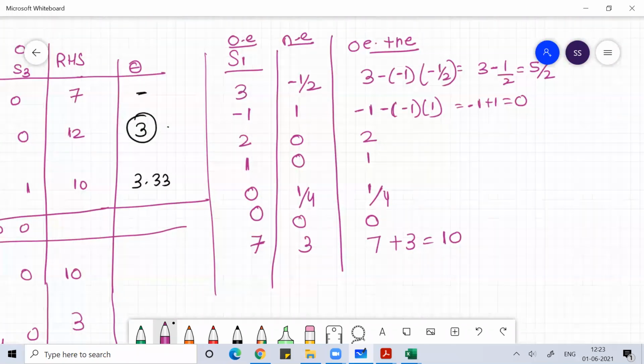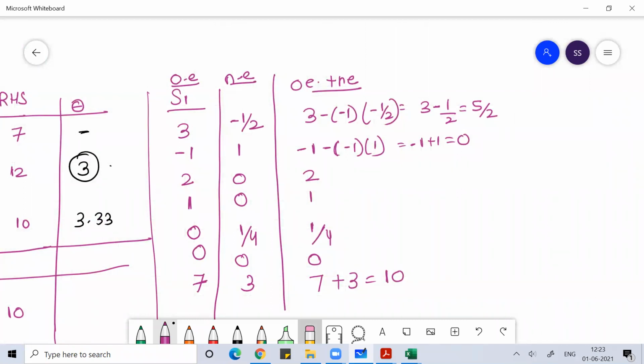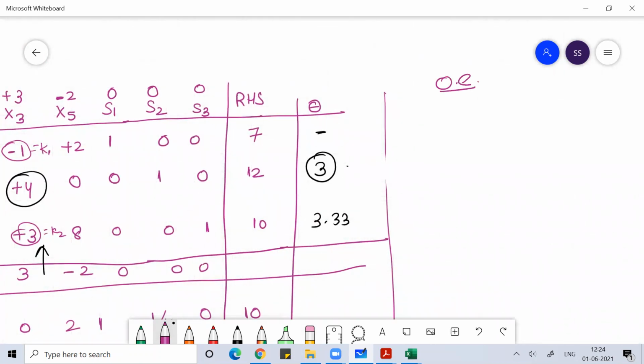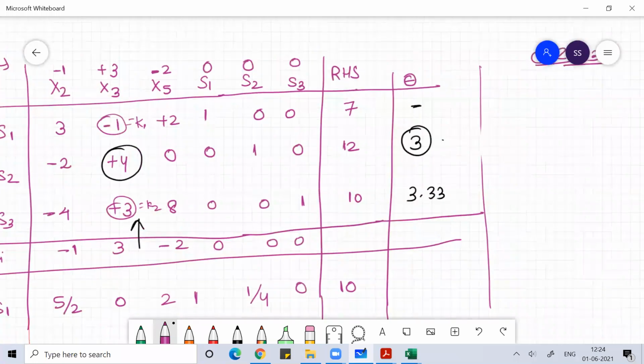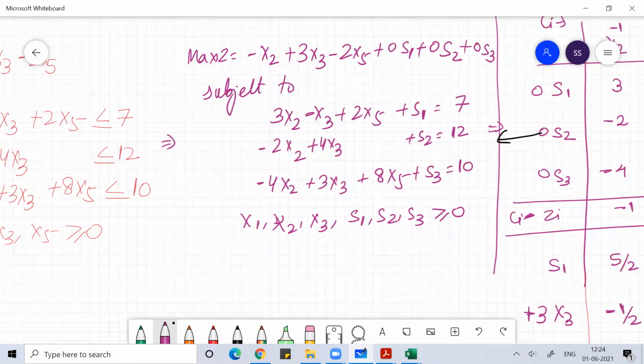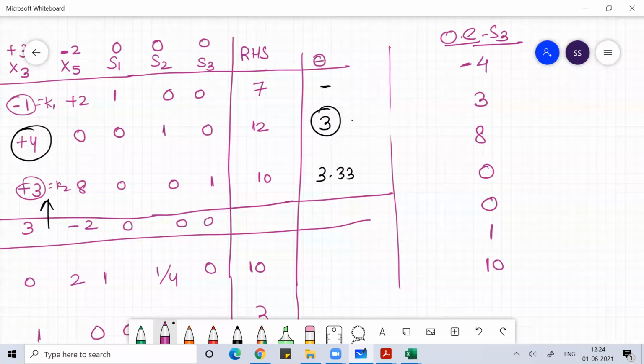Then the S3 value. The old elements of S3 are -4, 3, 8, 0, 0, 1, and 10.